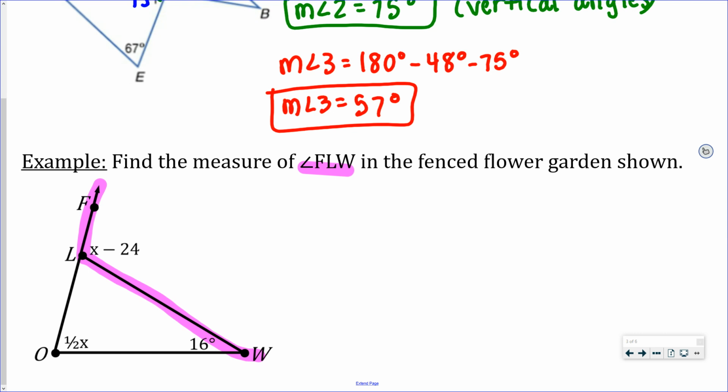Okay, so here is my exterior angle theorem. Whatever this angle is, because this angle plus this angle is 180, and these two angles plus this one is 180, this angle right here, this x minus 24, is going to be the same as the sum of these two angles, which is 1/2 x and 16.